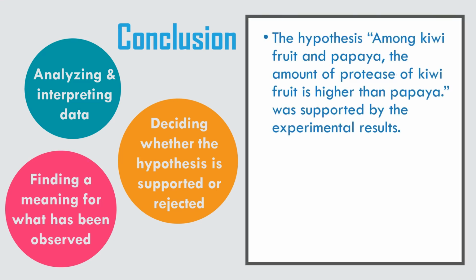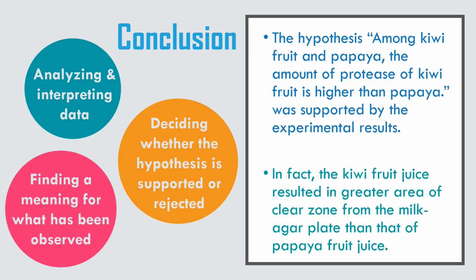And the conclusion of this project is that the hypothesis, among kiwi fruit and papaya, the amount of protease of kiwi fruit is higher than papaya, was supported by the experimental result. And also, the kiwi fruit juice resulted in a greater area of clear zone from the milk agar plate than that of papaya fruit juice.